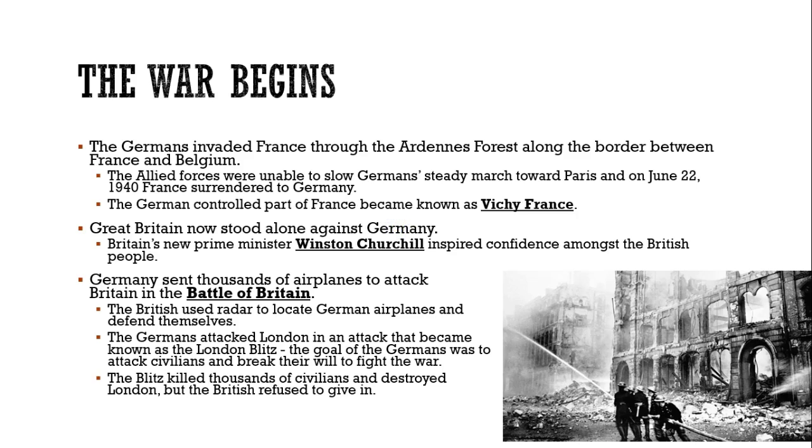Pretty quickly, the Germans were able to invade France through the Ardennes forest along the border between France and Belgium. This was a major forested area that the French had never thought the Germans would take advantage of, so it was left unprotected. The Allied forces were unable to slow the German steady march toward Paris, and on June 22nd, France had to surrender to Germany. The German-controlled part of France became known as Vichy France.